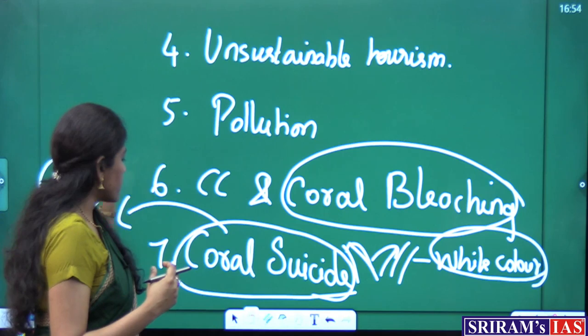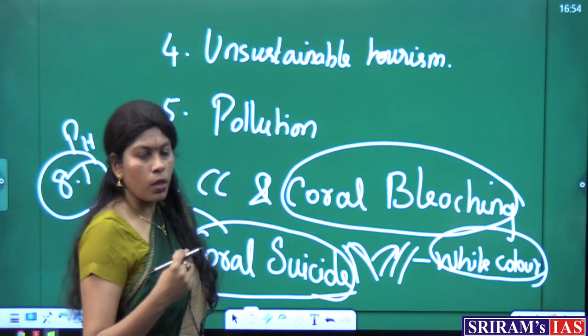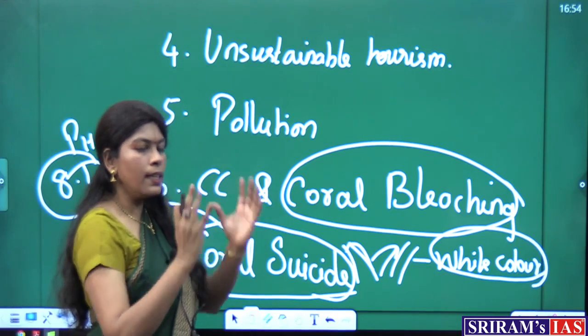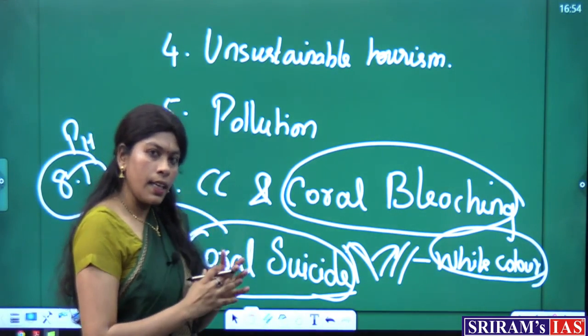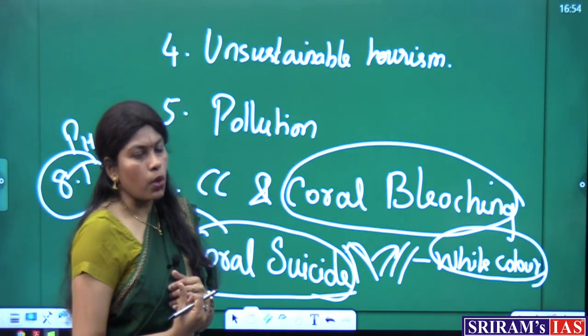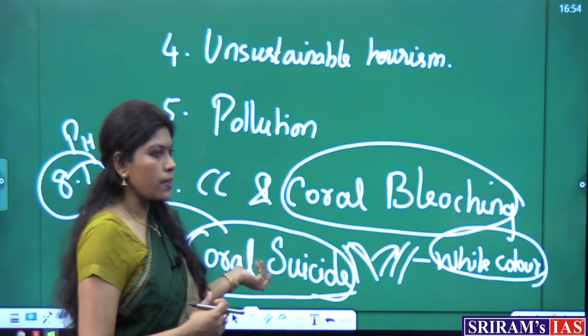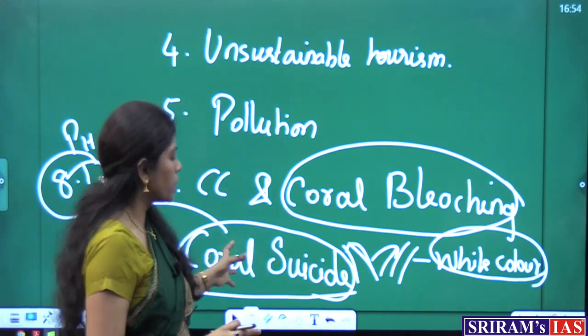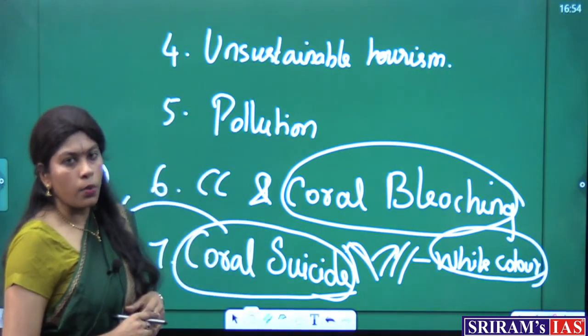Due to acidification, the calcium carbonate is not available for the coral to build the reef, and also the reef which is already existing gets dissolved. So there is no place for coral to live. This is called coral suicide. So these are some of the threats associated with the coral ecosystem.